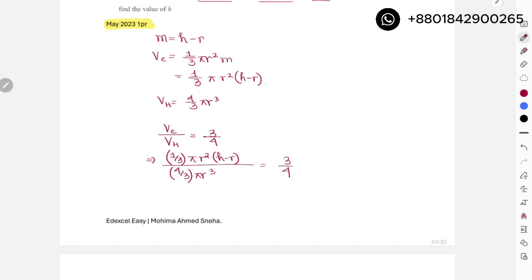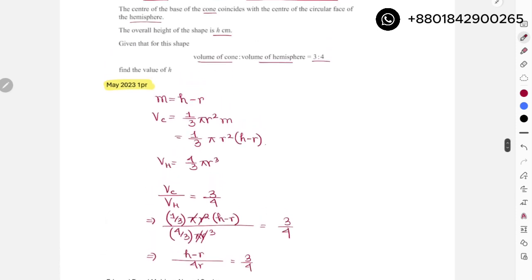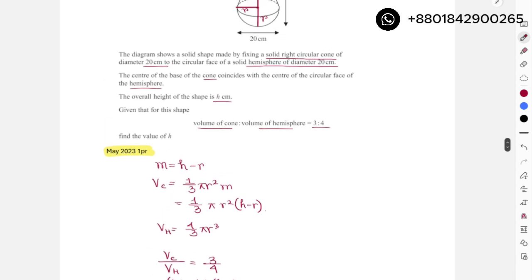So for that, 1 over 3 divided by 4 over 3, that leaves you with 1 over 4 in general. So this is 1 over 4, and this pi and pi cancels out, r square and r square cancels out, leaving only r. And in that reference, you have this expression that 1 minus h divided by 4r equals 3 over 4. Okay, but the diameter was also given.